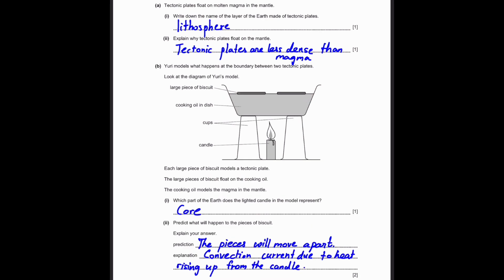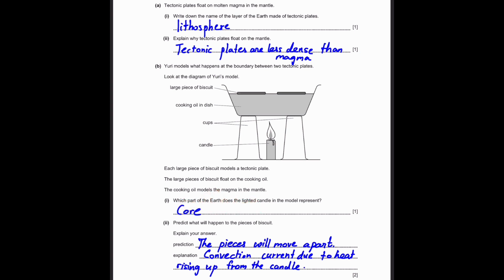Part 1. Which part of the earth does the lighted candle in the model represent? Well, this candle produces heat energy or thermal energy, right? And which part of the earth produces thermal energy from the center? It's the core. And that's why I've written core here, or you can write just Earth's core, like that.